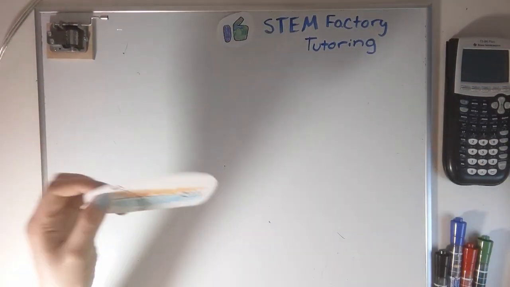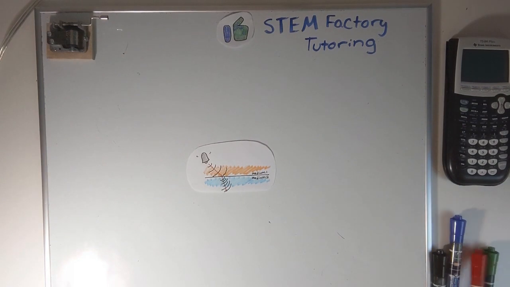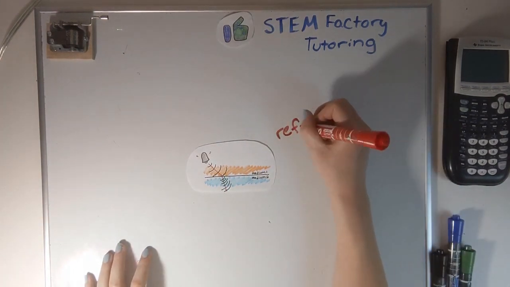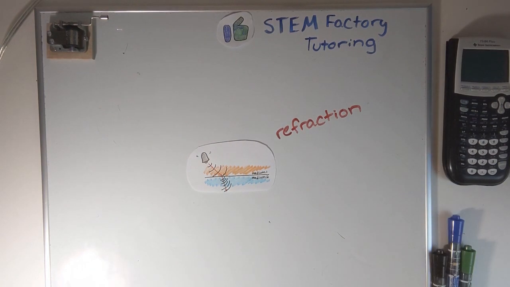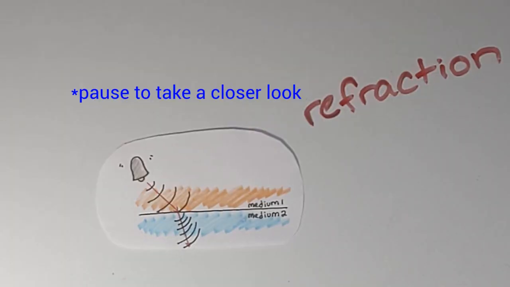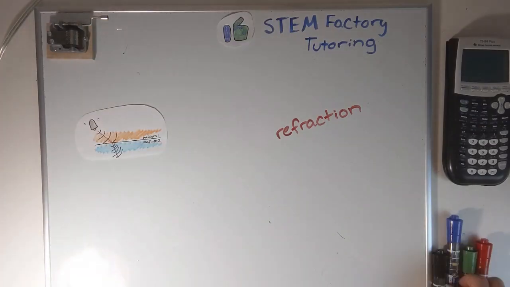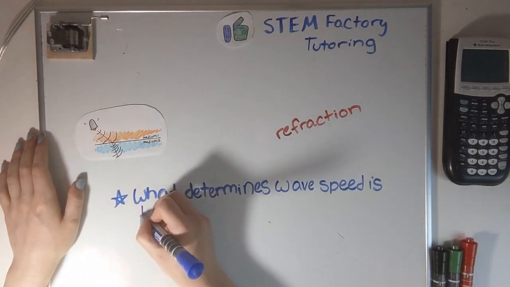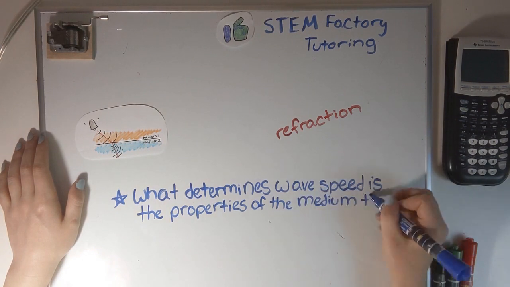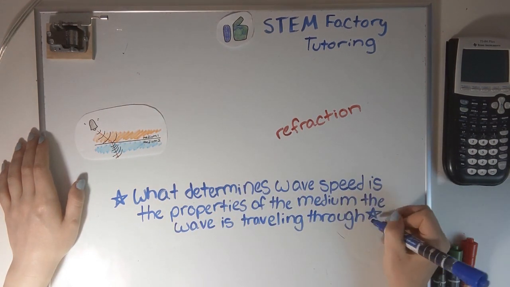Simple, right? Well, not quite so. You see, a sound wave undergoes a phenomenon called refraction, which means sound waves actually change speeds and therefore bend a little bit when traveling through different mediums. Because the density of air is different at different temperatures, this counts as different mediums. What determines wave speed is the properties of the medium the wave is traveling through.